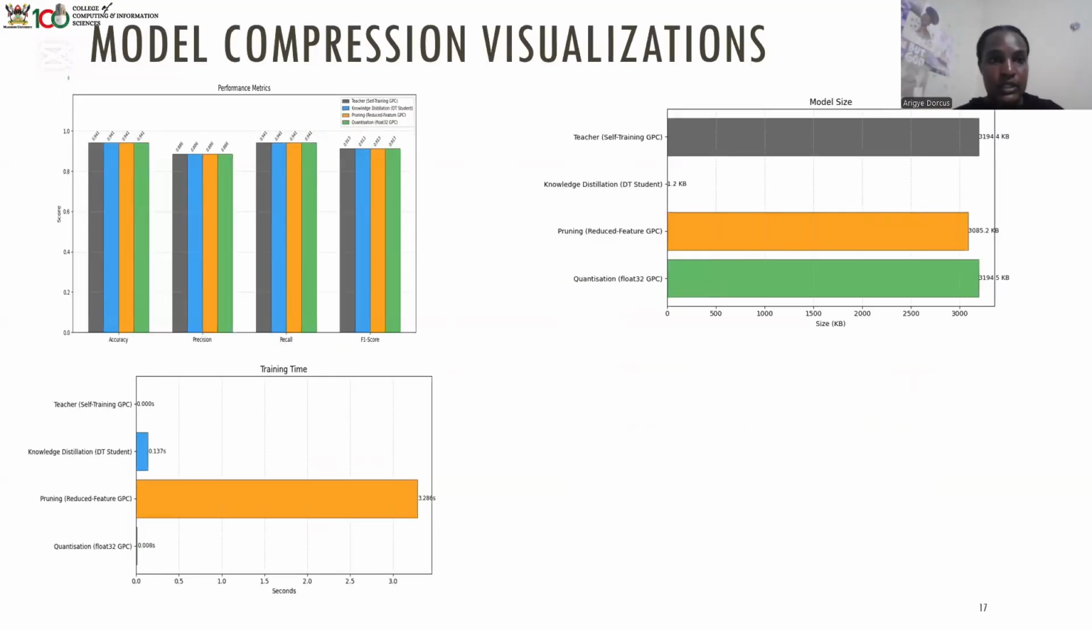Hey everyone, this is Arije Docas, and I'll be taking you through the model compression visualizations. So this slide presents a comparison for 4 model compression strategies applied to a Gaussian process classifier, the teacher model, knowledge distillation, pruning, and quantization. We evaluate them across 3 dimensions: predictive performance, model size, and training time. Let's walk through each.